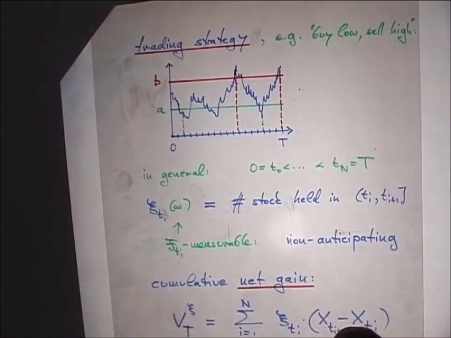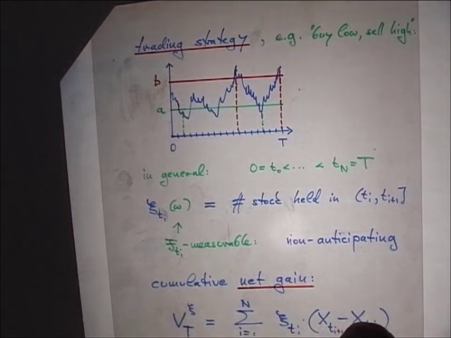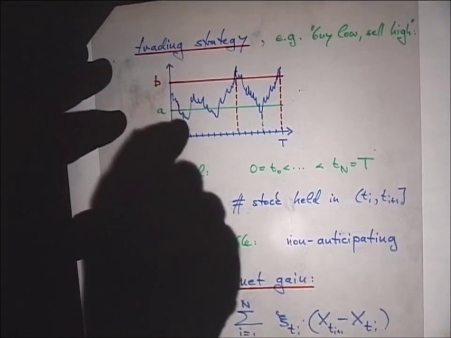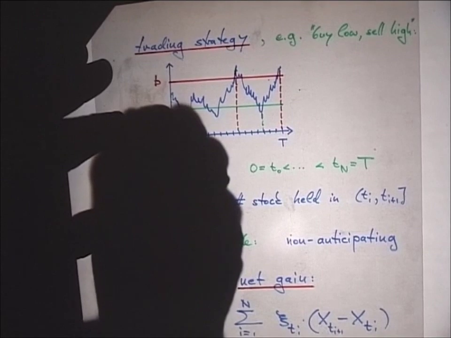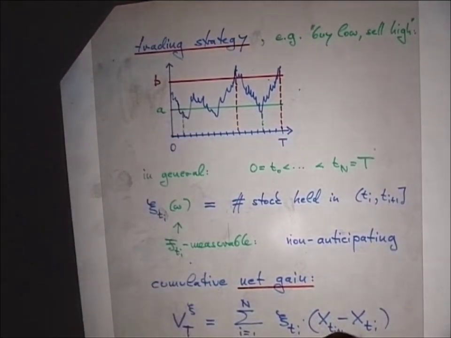For example, buy low, sell high. All the time you read recommendations of that type, it would be reasonable to buy low and sell high. Okay, now what does that mean? You fix some levels A and B, you wait until the fluctuation is below A.